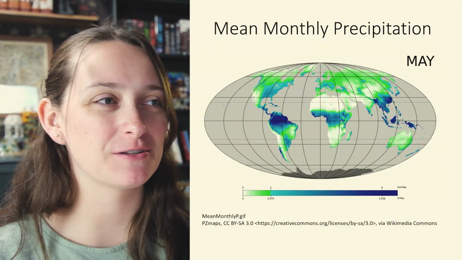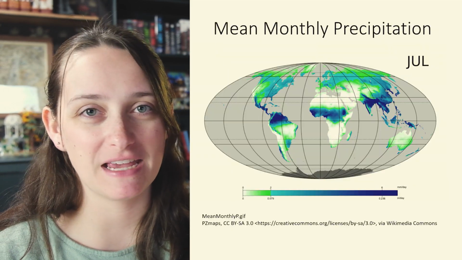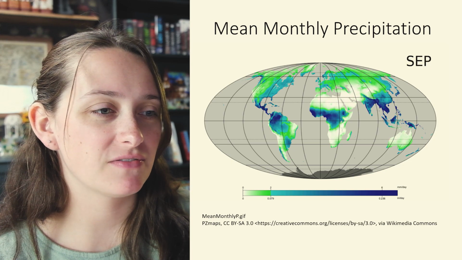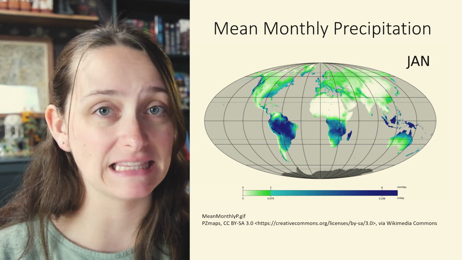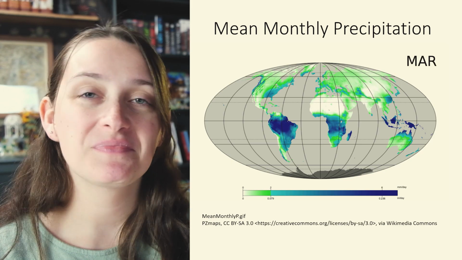Here's just a fun little graphic of the mean monthly precipitation on Earth. So you can see the different areas. The dark blue is more precipitation and white is the least precipitation. So I thought it was fun.